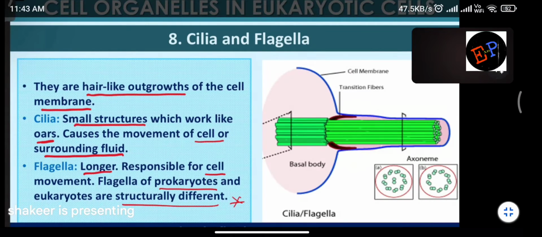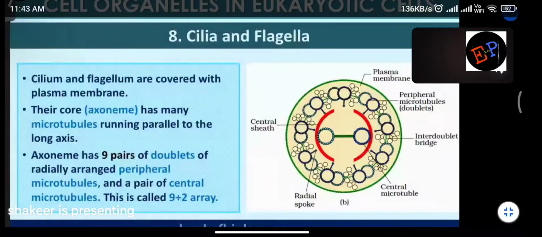So cilium and flagellum, their singular forms, are covered with plasma membrane. Okay, ma? So a question can be asked on this presence of membrane and absence of membrane also. Chloroplast, double membrane structure. Ribosomes do not have any membrane. Cilium and flagellum have single membrane structures.